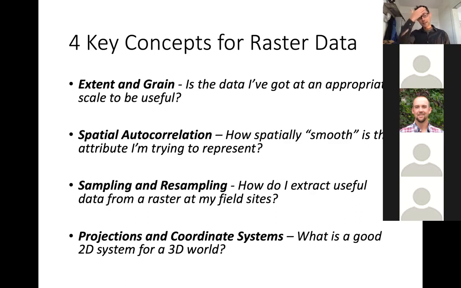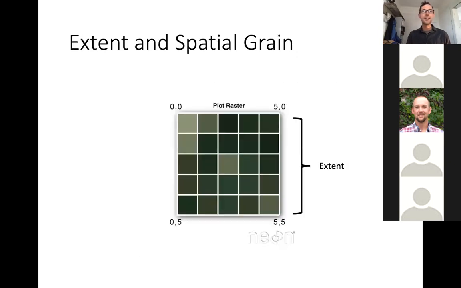And we're going to have to touch a little bit on projections and coordinate systems. And that's because the world is 3-dimensional and most maps are 2-dimensional. So there's a bunch of different ways of translating that 3-dimensional world into a 2-dimensional map. And we have to pay a little bit of attention to some of the details there. But first, extent and spatial grain.